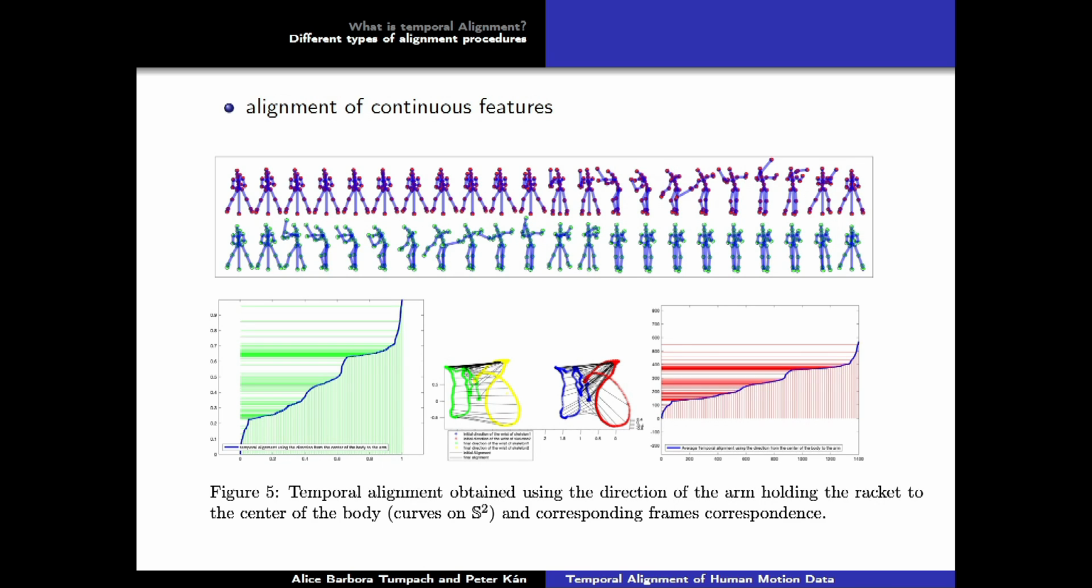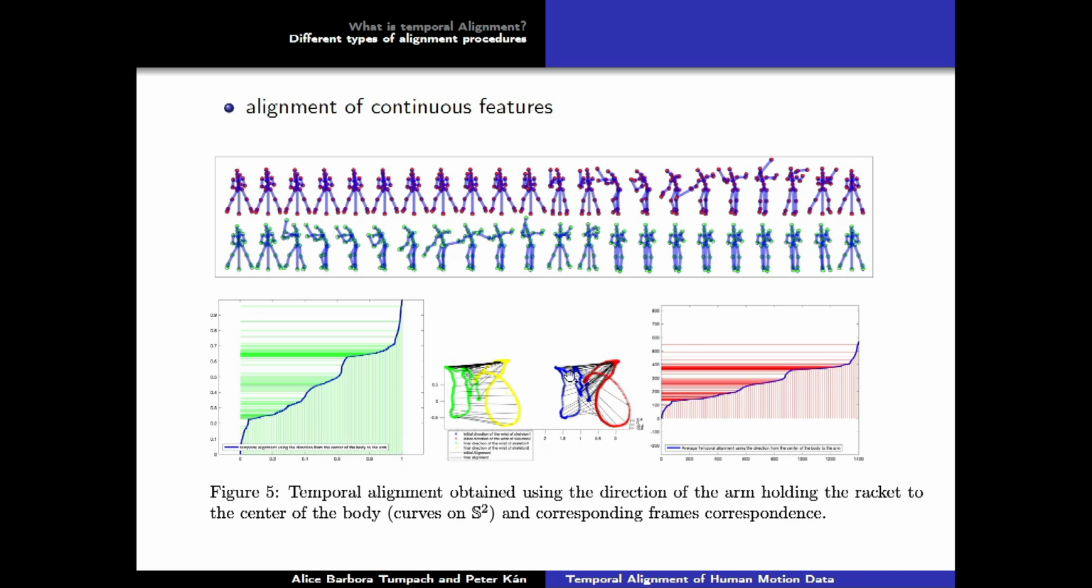But we can also align, for instance, here it's alignment of the arm holding the racket. So the hand holding the racket, connecting to the center of the body, is performing a movement. So there is a vector giving you the position of the arm. And if you normalize this vector, you get a curve on S2.